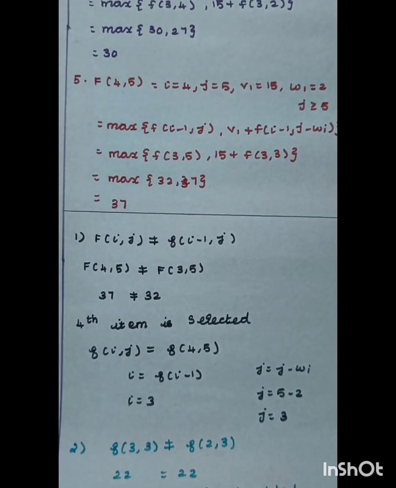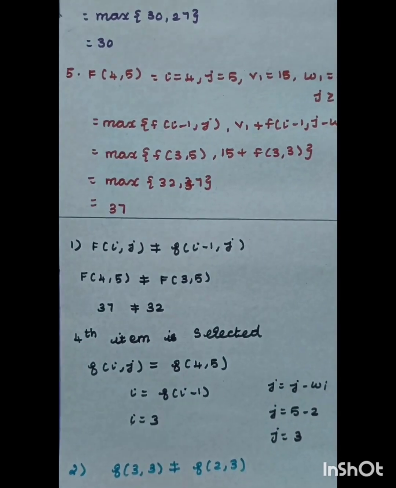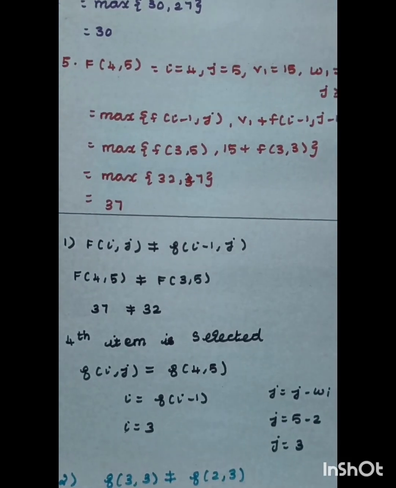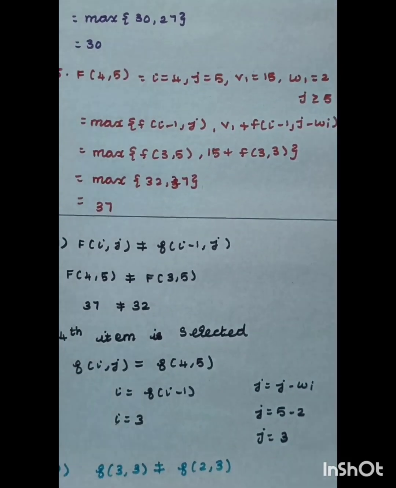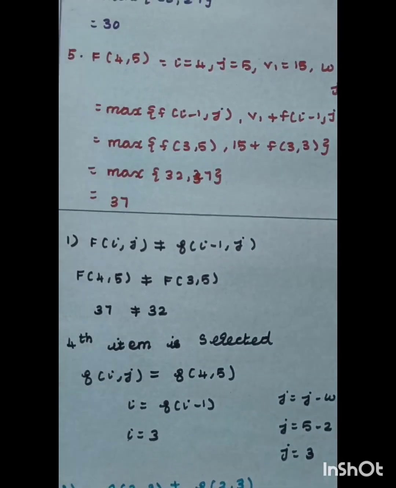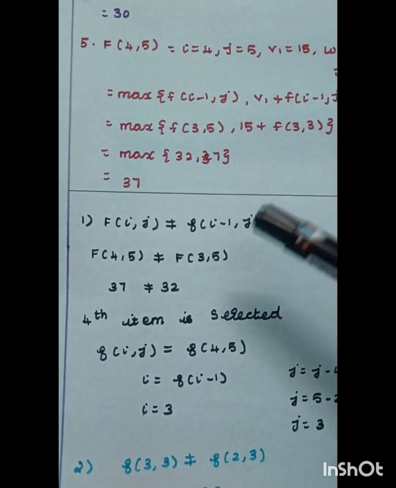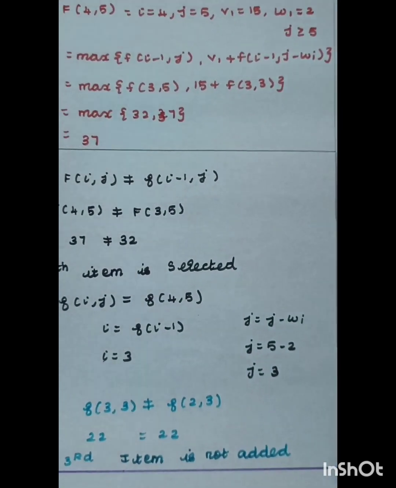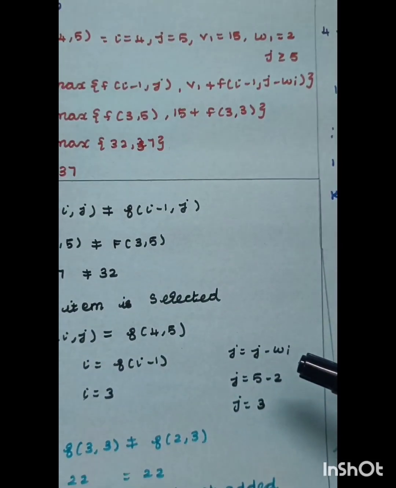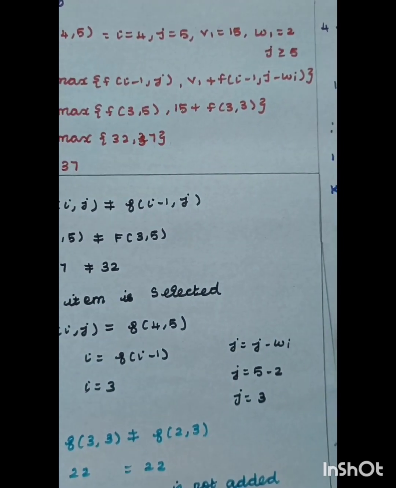After filling all the values in the matrix box, we have to select the greatest value which is 37 that is generated by f of 4 comma 5. We have to use the condition f of i comma j not equal to f of i minus 1 comma j. Here f of 4 comma 5, which is 37, is not equal to the value generated by f of 3 comma 5, that is 32. So the fourth item is selected. For the next iteration we use i equal to i minus 1 and j equal to j minus wi. For the fourth item the value of wi is 2.